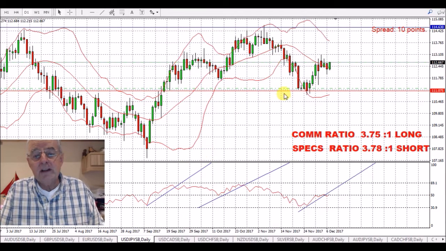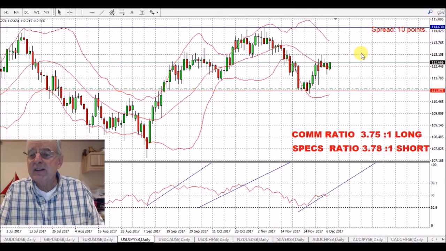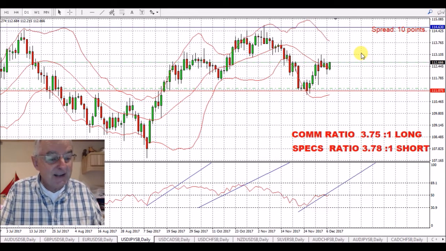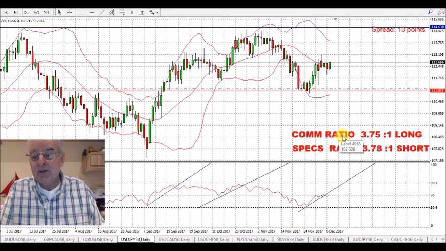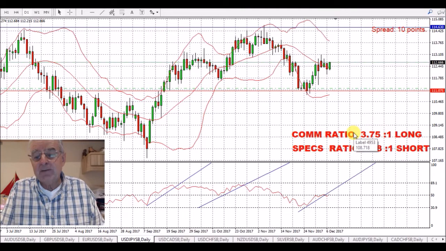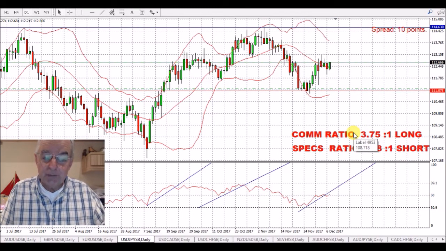USD JPY. I've got another trade I've just put in at entry. So we're at about 112.666. Something spooky with that figure, but we've got a commercial short ratio of 3.75 to 1. That's long the Japanese yen, short the pair.